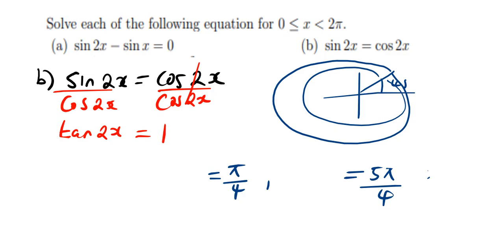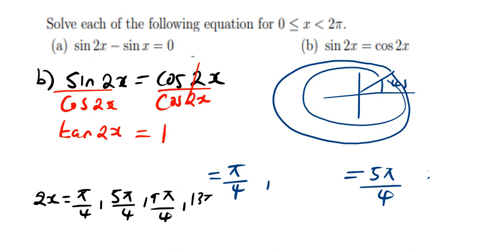So let me just write them here. 2x is equal to pi over 4, then we've got 5 pi over 4, then we had the 9 pi over 4, then we had 13 pi over 4. So if these are our answers, what do we now do? We're now going to find the value of x. To find the value of x, it means we're going to divide throughout by 2.